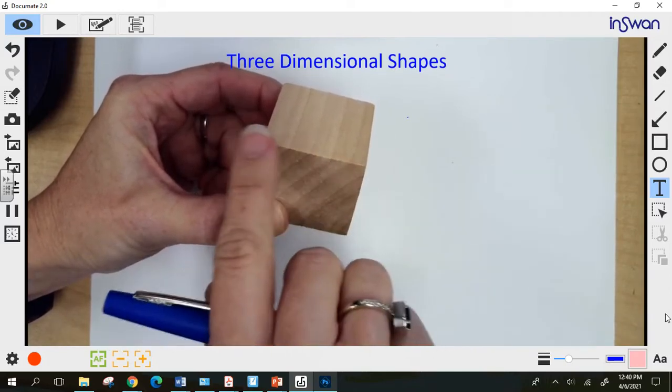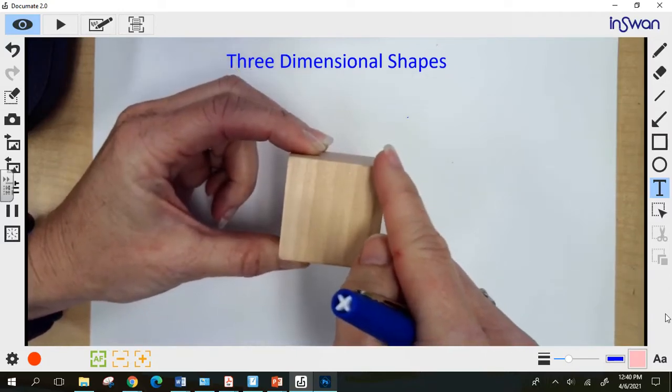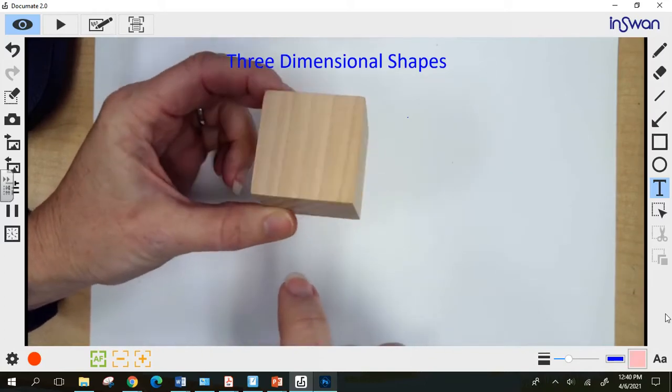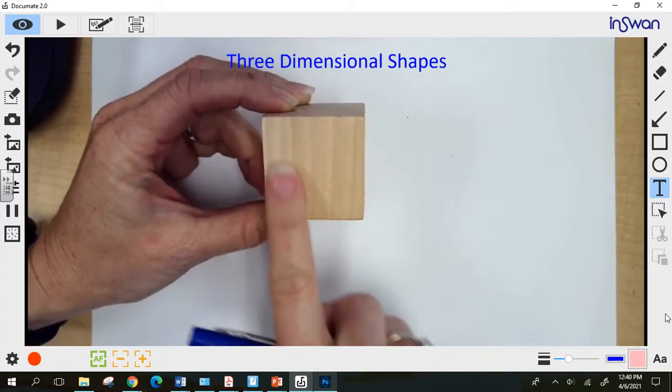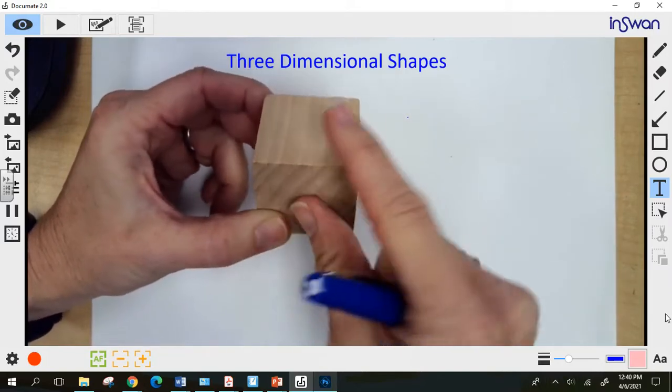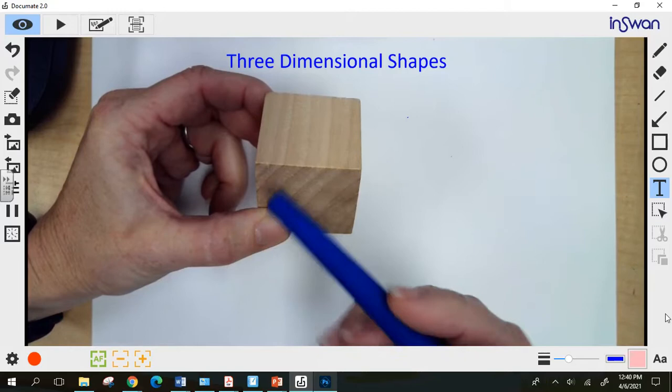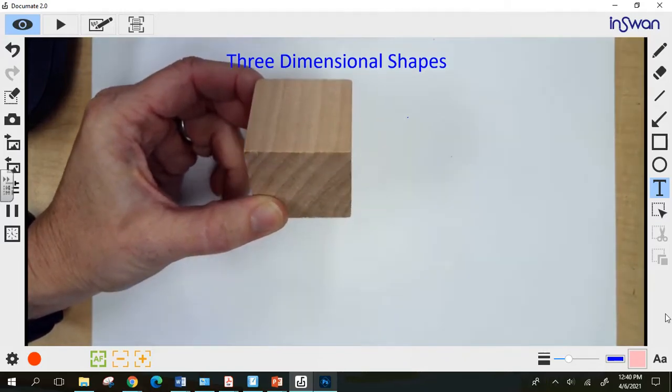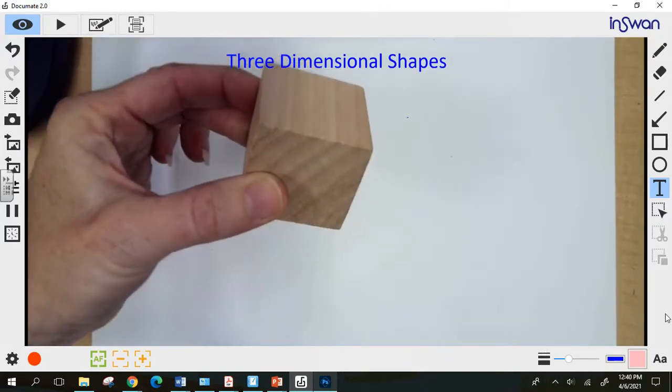Now, again, you'll notice these points. So these points right here, we still come together. That's a vertex where it comes together. And then this flat portion here is called a face. So we have a face, we have the edge right here, and we have our vertex. Let's go ahead and count what we can on this cube.